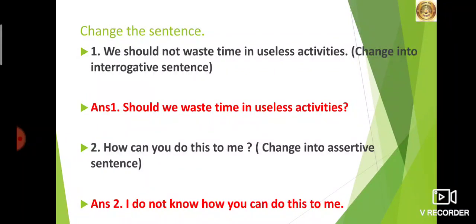Next one is, how can you do this to me? Change it into an assertive sentence which declares, I do not know how you can do this to me. This sentence has changed from interrogative to assertive negative sentence. In this way, students, you have to learn to identify the kinds of sentences and to change the sentences into different kinds. I also hope the concept of sentences is clear to you, and you will also try to complete your assignments.